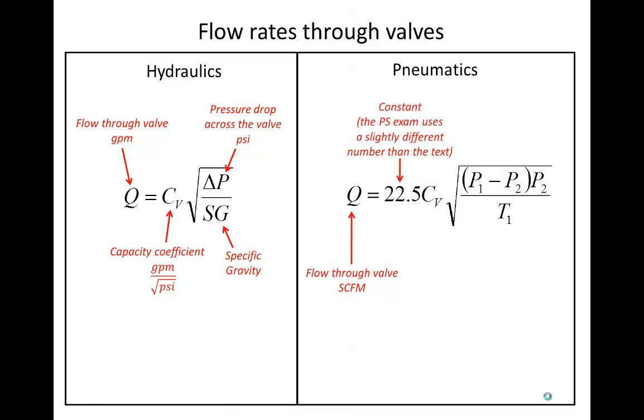You'll also notice that it has a constant in front of the C sub V, and the textbook actually uses a constant of 22.7, but the pneumatic specialist exam will use a slightly different number than the text, this 22.5. The C sub V is the capacity coefficient.